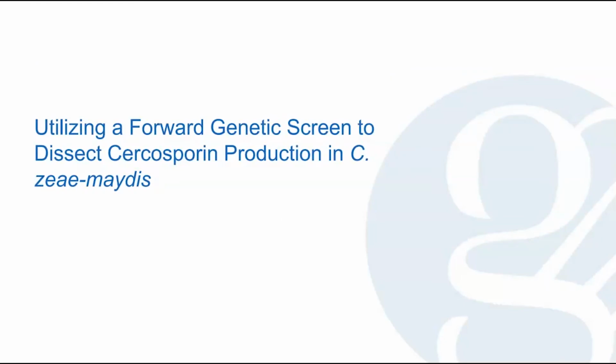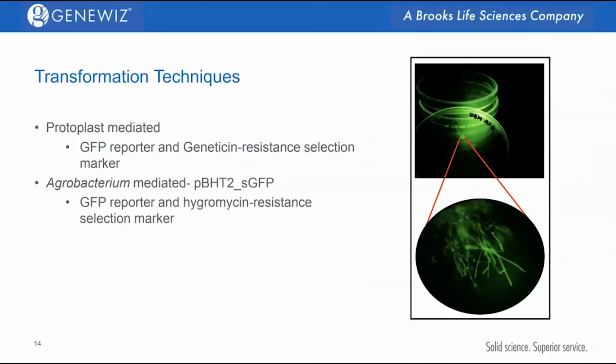Coming to utilizing forward genetic screens to dissect cercosporin production in Cercospora zeae-maydis. This was my big project during my PhD, and I wanted to use this to initially identify genes that were potentially regulating cercosporin production.